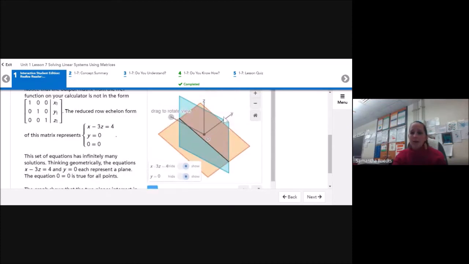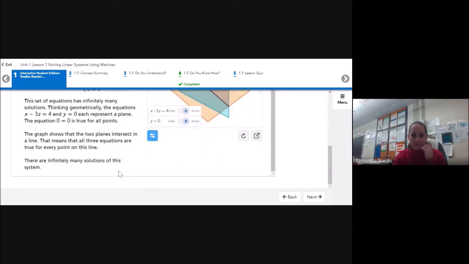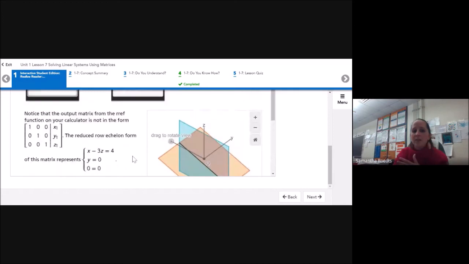Okay. So here's my x, my y, my z. They intersect on this line right here, this black line. So they're true for everything there. So there are infinitely many solutions of this system.